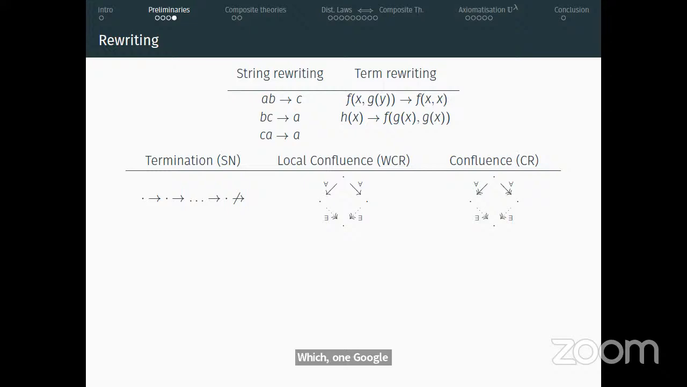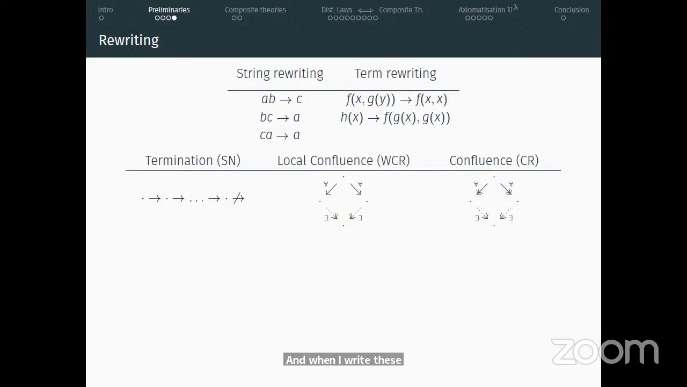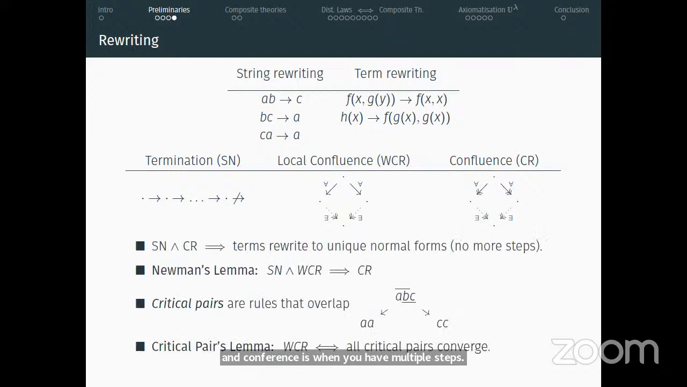In the local version, you ask that if you start with a term and have two distinct rules applied, then you can rejoin them. When I write this double-headed arrow, it means the reflexive and transitive closure, so zero, one or more steps. So local confluence is when you do a one-step peak, and confluence is when you have multiple steps. The reason we care about those properties in particular is that when you have both termination and confluence, you have something called normal forms. A normal form is a term that cannot be rewritten anymore. Termination tells you that those normal forms exist, and confluence tells you that they are unique. Computationally, that is very interesting.